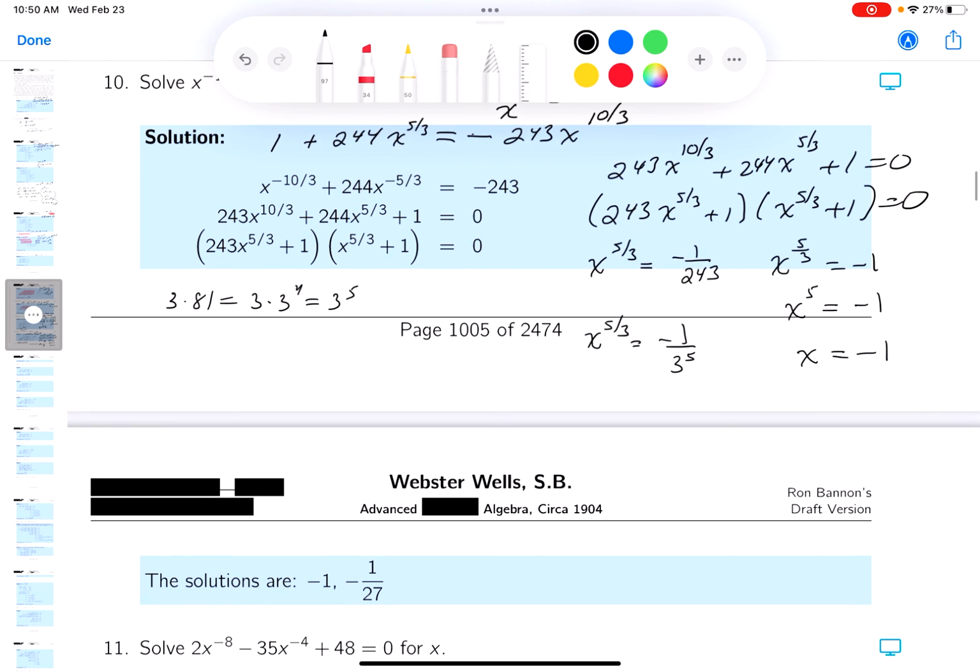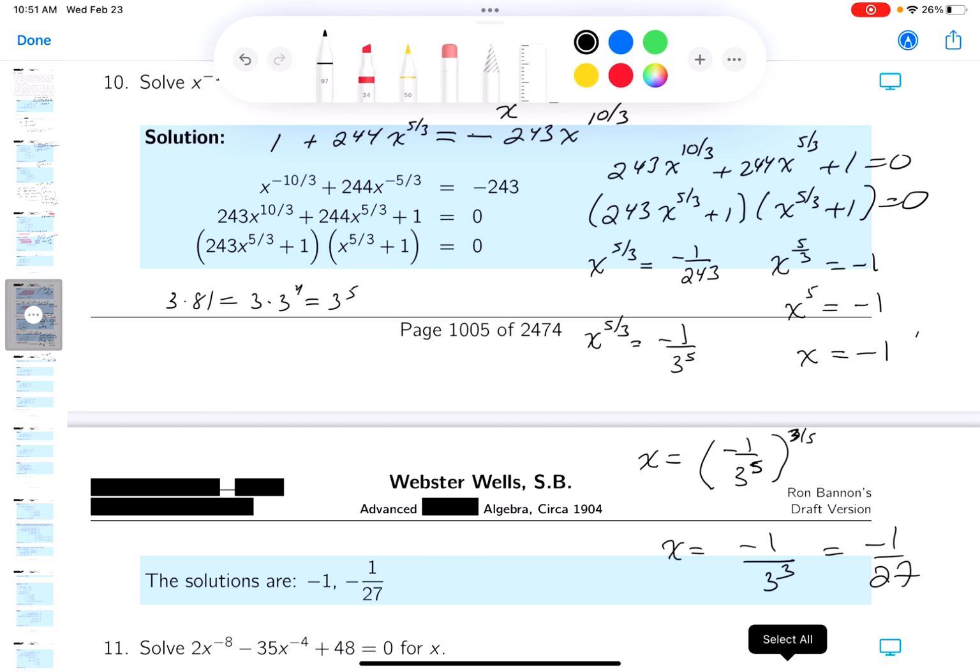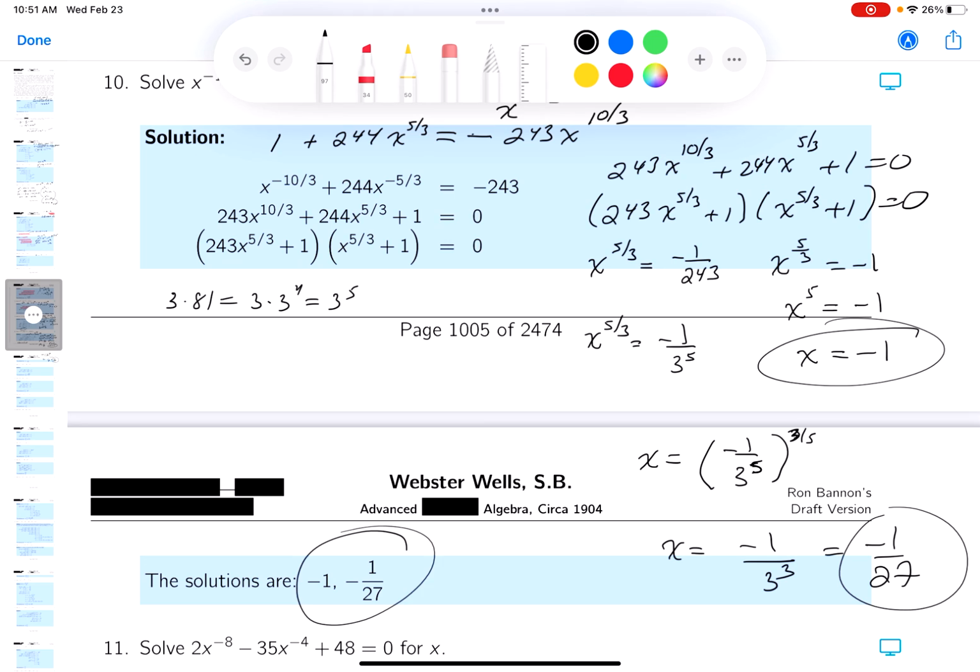Well, I really got to figure this thing out, and I know it looks difficult, but I'm going to raise both sides to the 3/5. Well, I think we did something like that before. Top is minus 1. And let's see, what's 5 times 3/5? That's just going to be 3. So 3 to the 3, that's easy. Minus 1 over 27. So we have 2 answers, minus 1 and minus 1/27, and they're right over here.